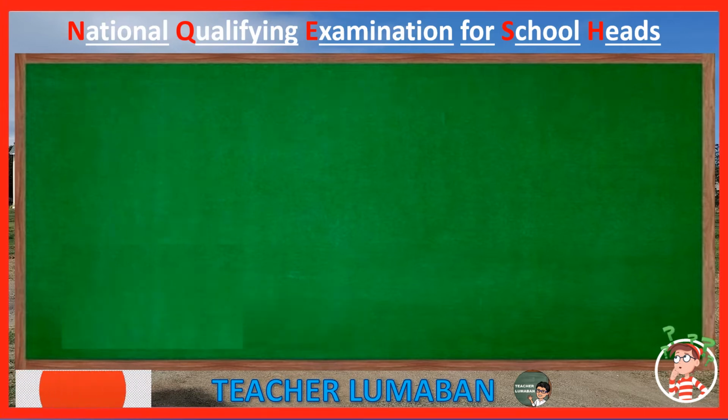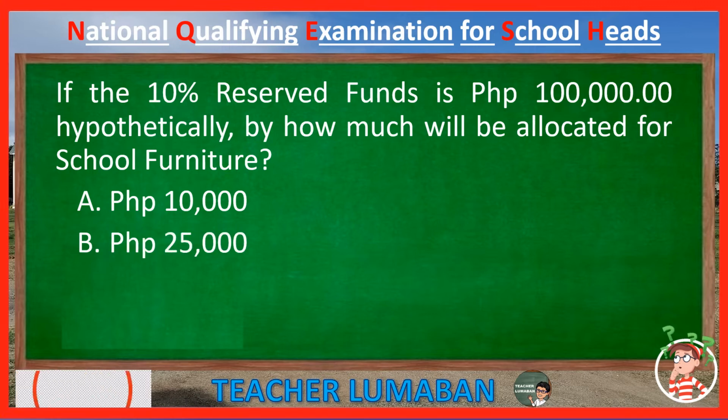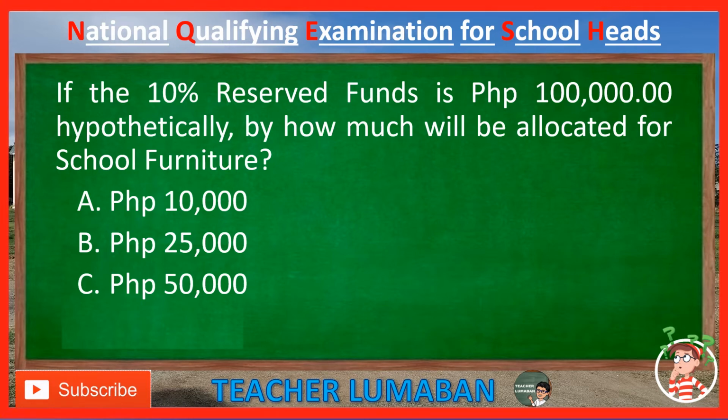If the 10% reserve funds is 100,000.00 pesos hypothetically, by how much will be allocated for school furniture? Letter A, 10,000 pesos. Letter B, 25,000 pesos. Letter C, 50,000 pesos. Letter D, 60,000 pesos.